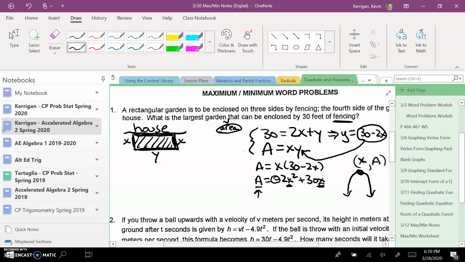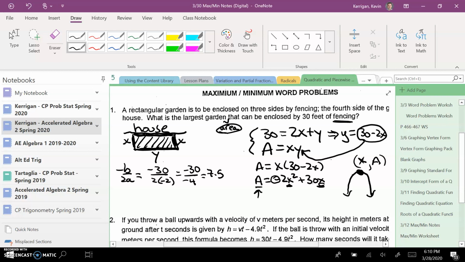So if I just go ahead and do that in this case, if I say, all right, the opposite of b times -2, which is going to give me -30 over -4, which is 7.5. So the x value where that happens is at 7.5. Okay?